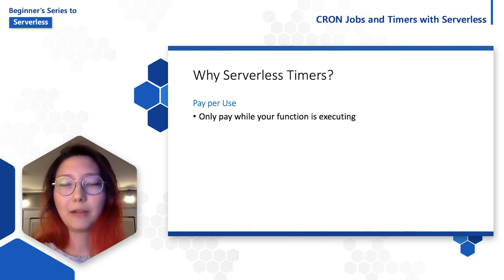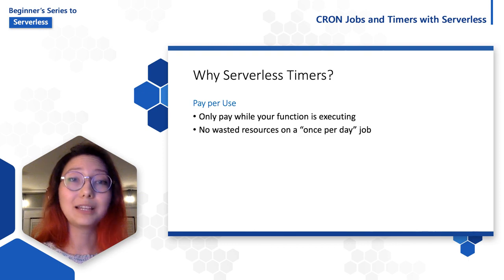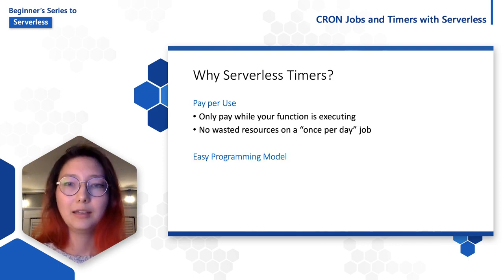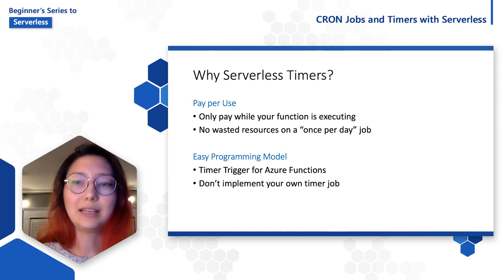If you have a job that runs once a day, you won't have to pay for all that time that the function is waiting idly by. The second benefit of using Azure Functions for a scheduled job is that the programming model makes it really easy to use. You don't have to go and implement your own timer and deal with all the concerns of trying to implement something that will continue working on a schedule, even in the face of failures.